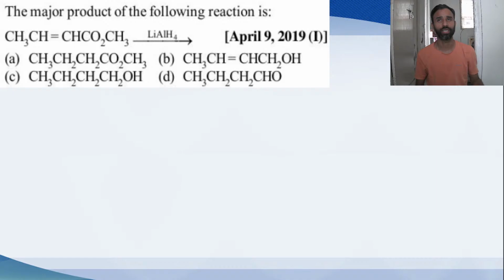Major product of the following reaction is, yes, beta. It is CH3CH=CH-C(=O)CH3, the major product in this reaction.